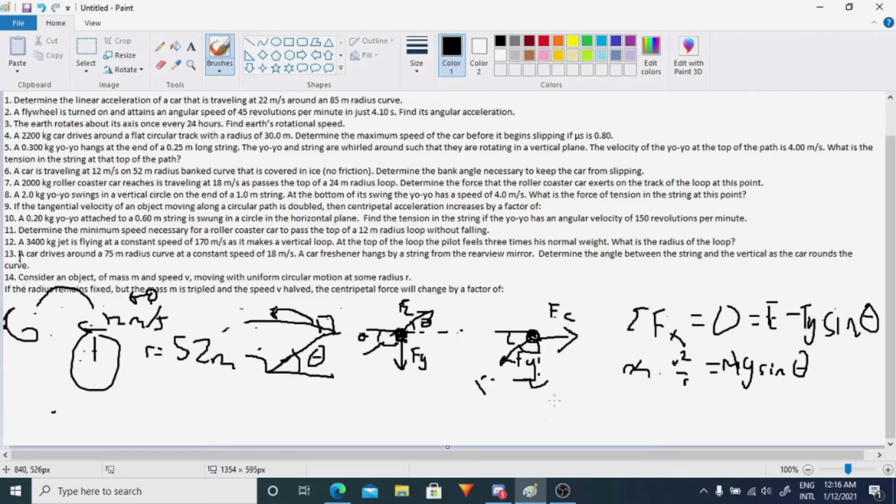So v squared, the velocity is 12 meters per second, so it's going to be 12 squared over r, which is 52 meters. Then we're dividing by g, times 1 over 9.8, equals sine theta. So we'll evaluate this, plug it into your calculator with arcsine, and end up with theta equals 16 degrees. That's our answer.